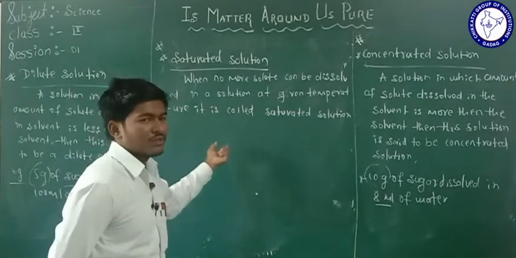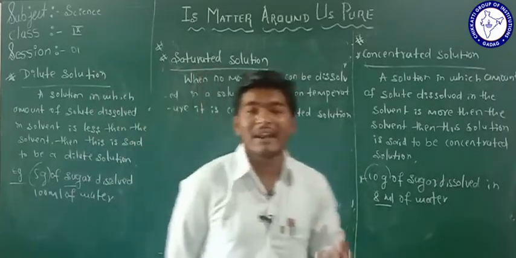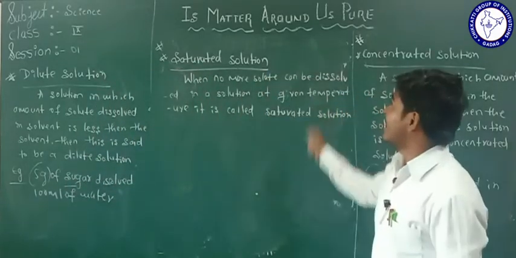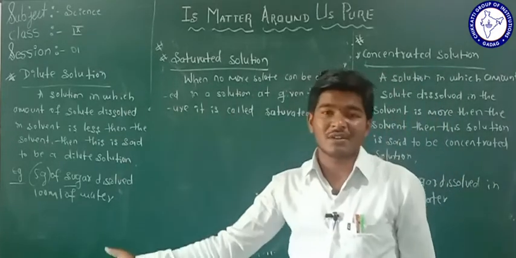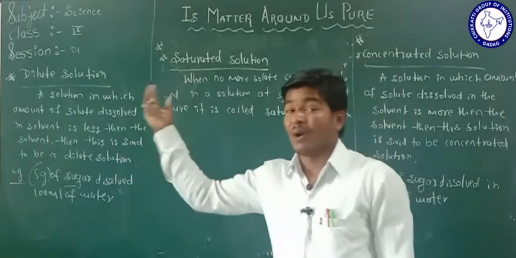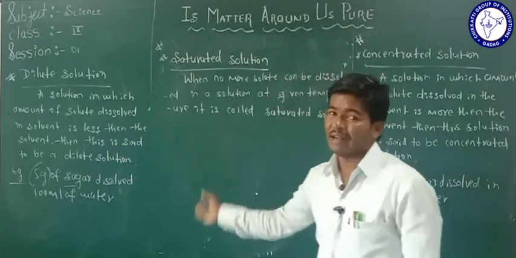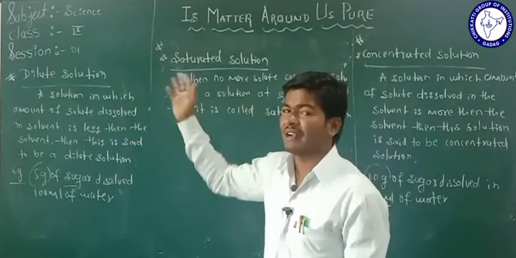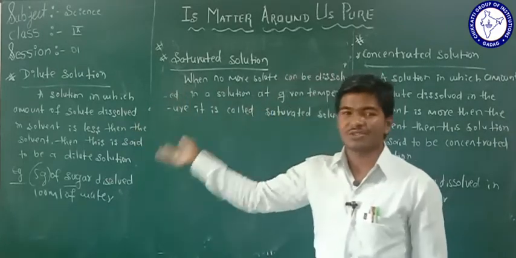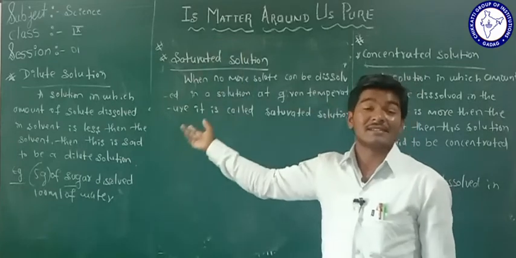So in this session, we studied the chapter Matter Around Us Is Pure. What are pure substances? What are mixtures? What are the types of mixtures? What are homogeneous mixtures? What are heterogeneous mixtures? What is a solution? What are the types of solutions? That is concentrated solution, dilute solution, and saturated solution.